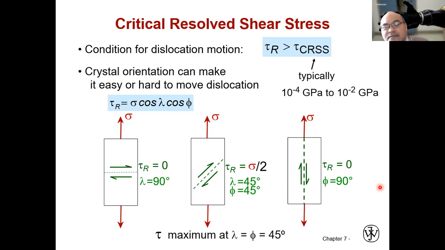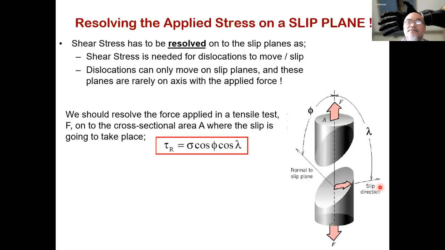Especially, the resolved shear stress will be maximum when lambda equals phi equals 45 degrees, when the slip atomic plane is making an angle of 45 degrees towards the axial stress direction. Resolving the applied stress on the slip plane: shear stress has to be resolved on the slip plane because shear stress is needed for dislocation to move.